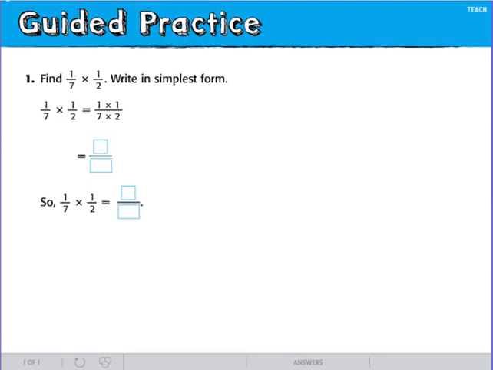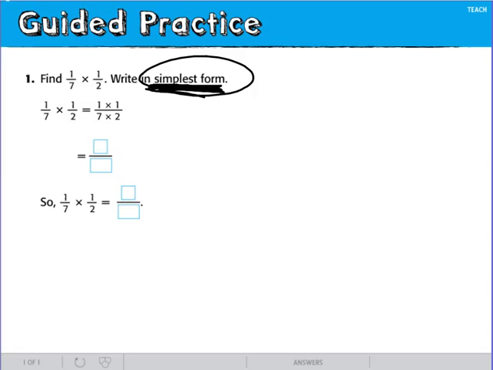All right. So here's our guided practice for independent work. We're going to find 1/7 times 1/2. We're going to write it in simplest form. This is key. When working with fractions, we want our answer in simplest form.